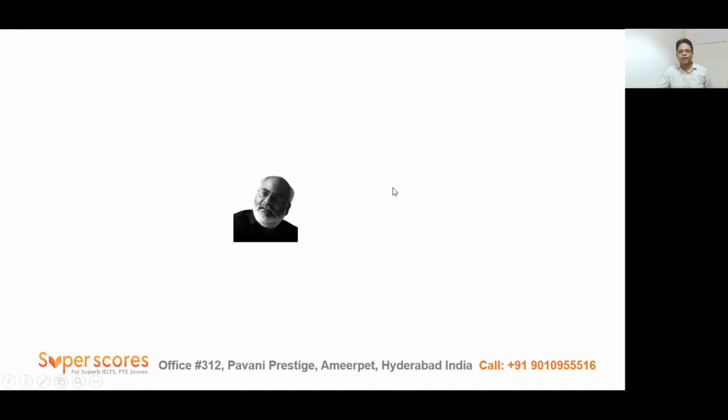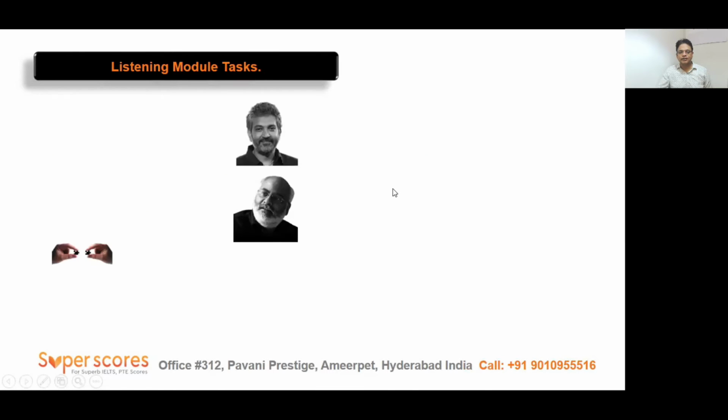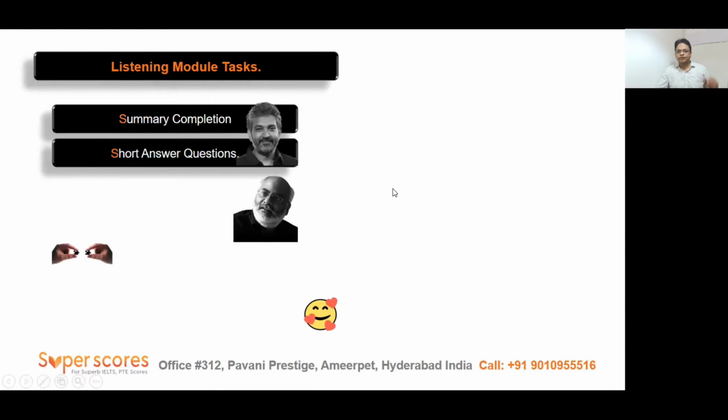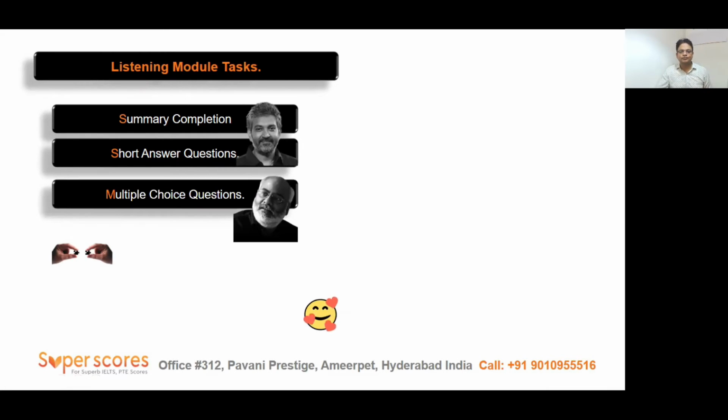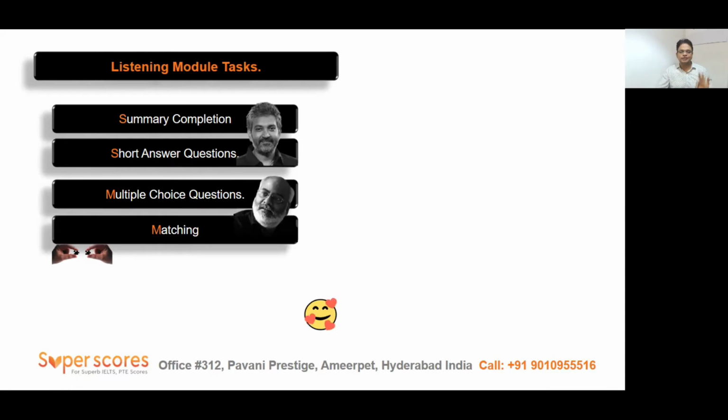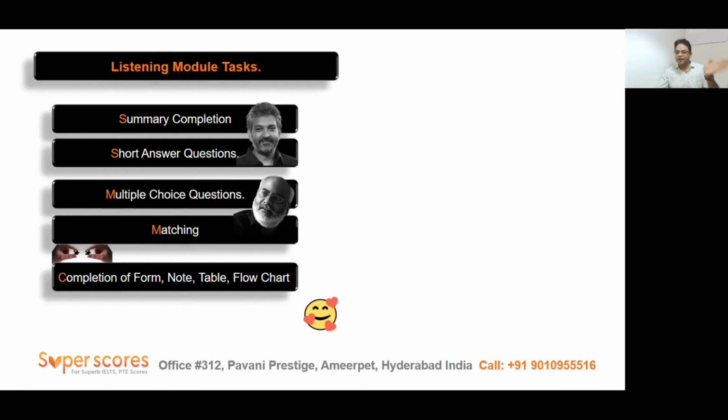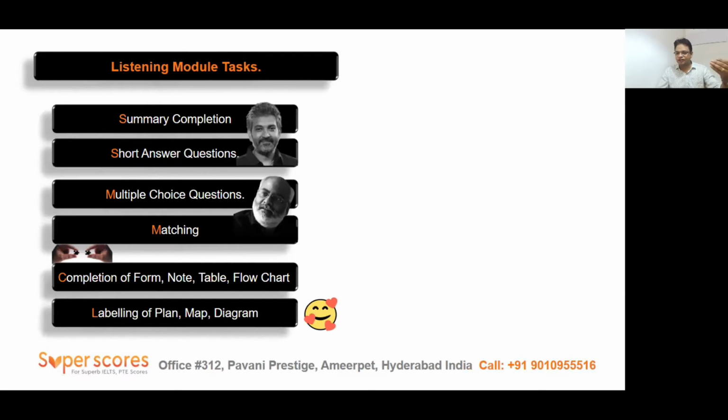So can we go back to the slide? Guys, please see. Summary completion, short answer questions, that's SS. Multiple choice questions, matching type questions, that's MM. Completed, completion type questions: completion of form, completion of notes, table, and flowchart. And the people loving it is labeling a plan or map or diagram. So I think this is an easy way to remember the tasks, right?